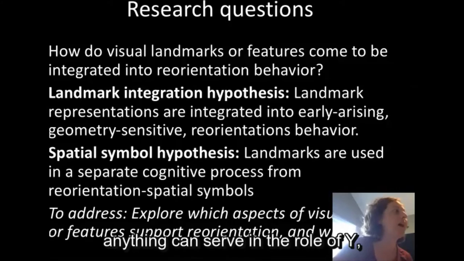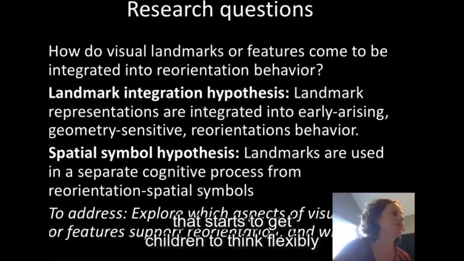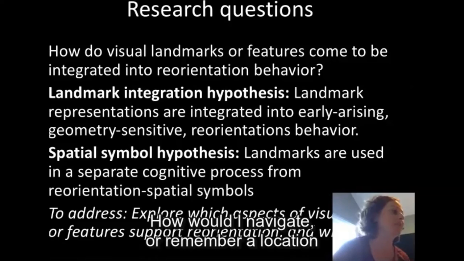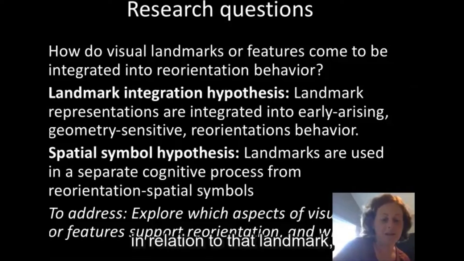And maybe there's an abstract cognitive process that's a little bit algebraic that starts to get children to think flexibly about, like, oh, what could be a landmark? What could be a Y? How would I navigate or remember a location in relation to that landmark? And potentially it's a much more abstract and kind of symbolic process.